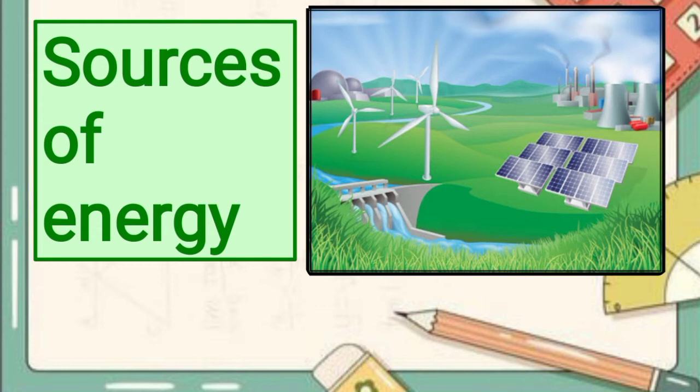Plants use solar energy to make their own food with the help of their leaves. And food has energy stored in the chemical form. So we get heat and light energy from the sun. Solar energy can also be used to generate electricity. So these are some uses of solar energy.